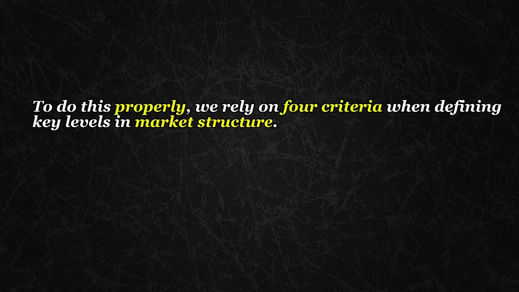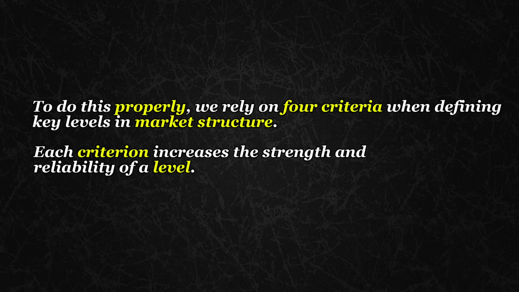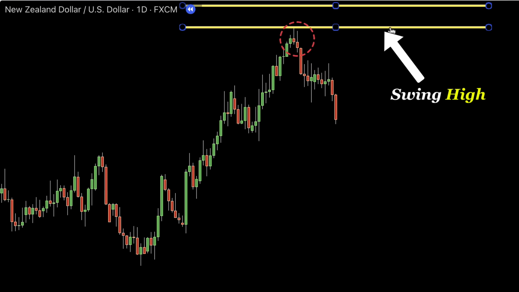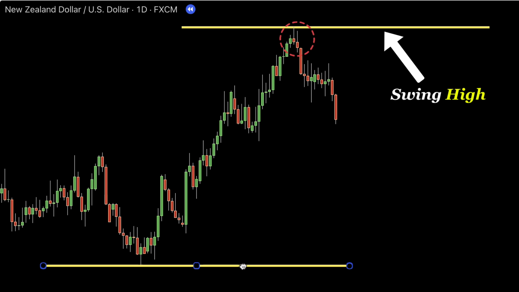To do this properly, we rely on 4 criteria when defining key levels in market structure. Each criterion increases the strength and reliability of a level. The most important support and resistance levels are often found at the extremes of price movement. A swing high is a point where price reached a temporary top before turning lower. A swing low is where price bottomed out before pushing higher.